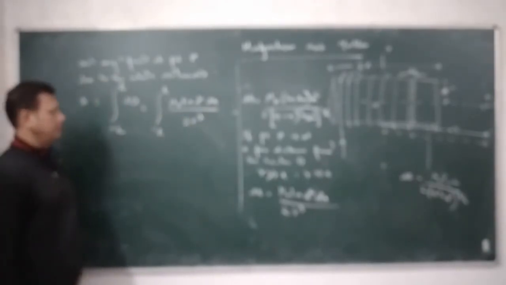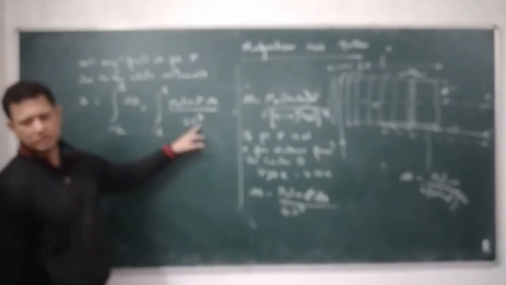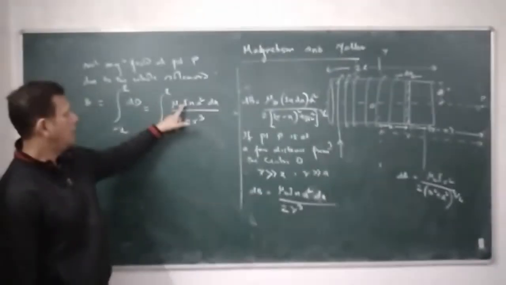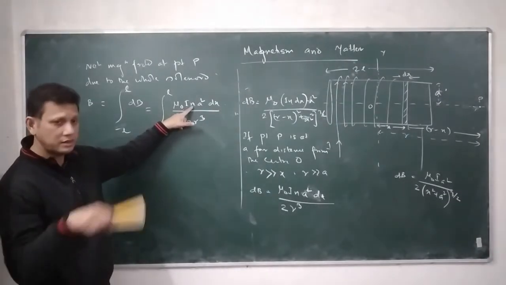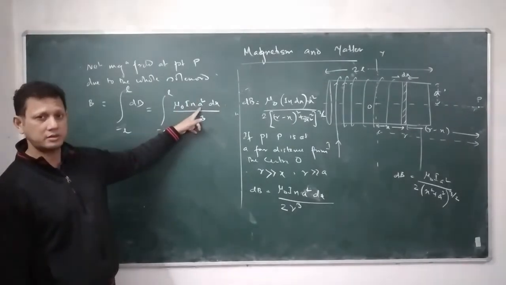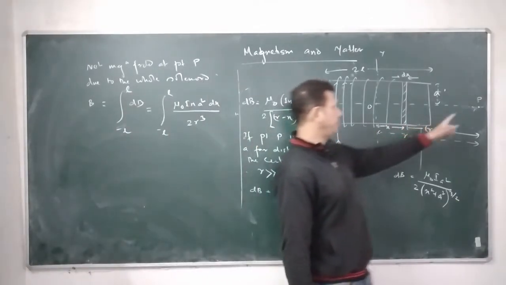Now you see here, except dx, all the other terms are constant. For this particular solenoid, we know mu naught is always constant, I is the constant current, n is the number of turns per unit length, which is also constant, a is the radius of the solenoid, that was also constant, and r, the point P, is fixed.